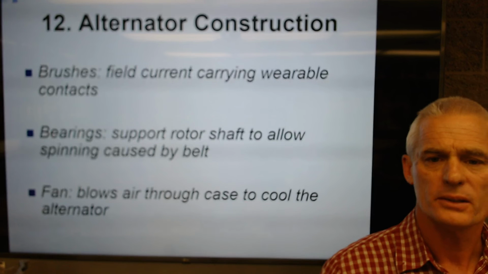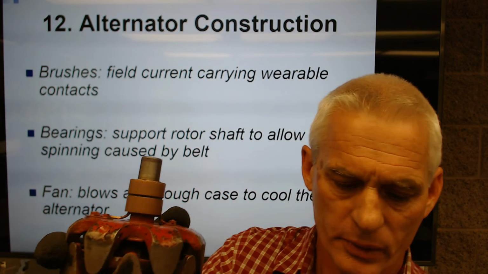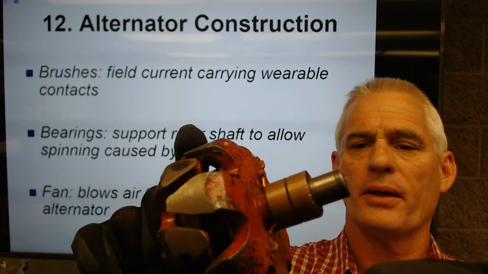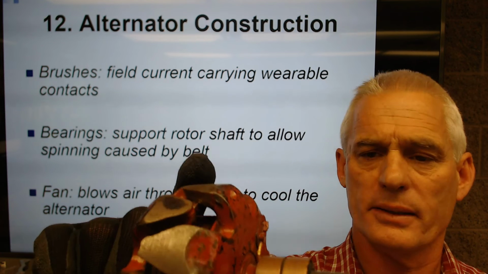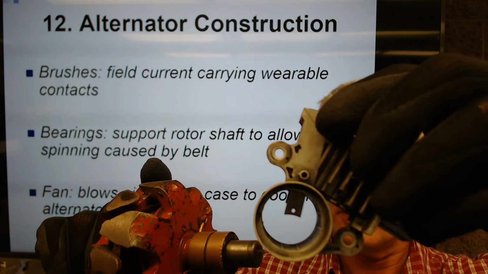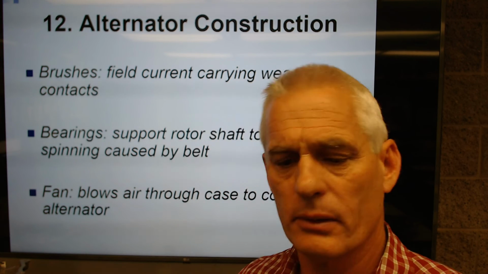Okay, so we also have brushes inside the alternator that are going to contact what we call the slip rings of the rotor. So here you can see the slip rings right here, these 2 round copper contacts, and there's the brushes there.